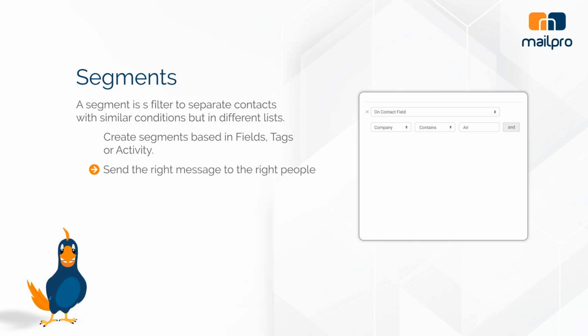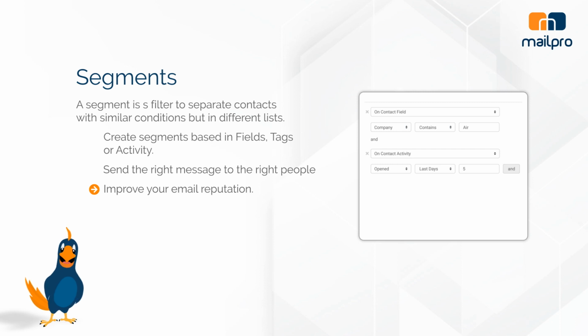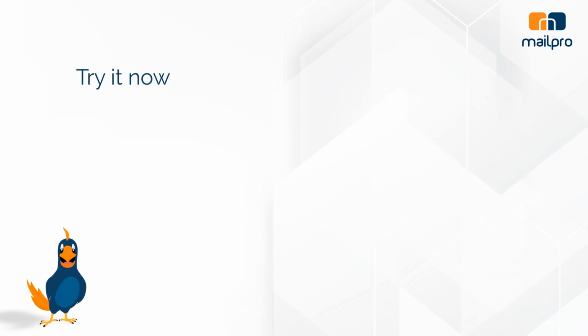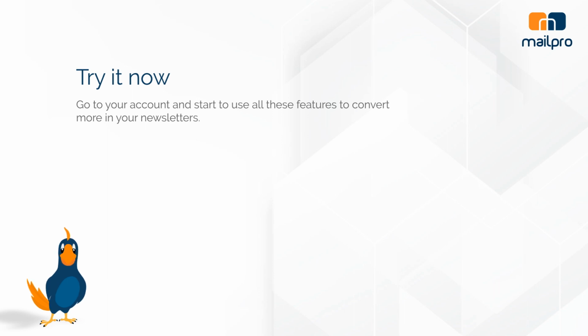When sending segmented campaigns, you'll get better results because you'll send what your audience wants to see. It will also improve your email's reputation, reducing the possibility of falling into spam trays. The more segments you have, the better your results will be. Now you can start using all these features and see how the results of your campaigns will improve.